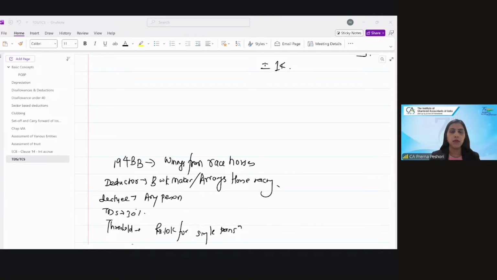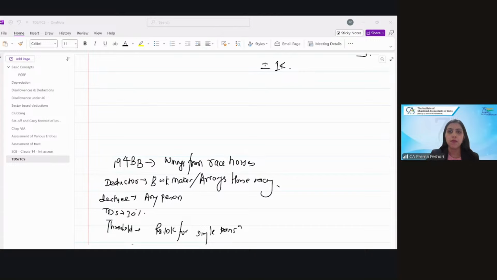And non-applicability of the TDS under section 194S: a specified person, individual or HUF, whose total turnover is less than 1 crore for business or 50 lakhs for profession, and value is less than or equal to 50,000, and for any other person it is less than or equal to 10,000.